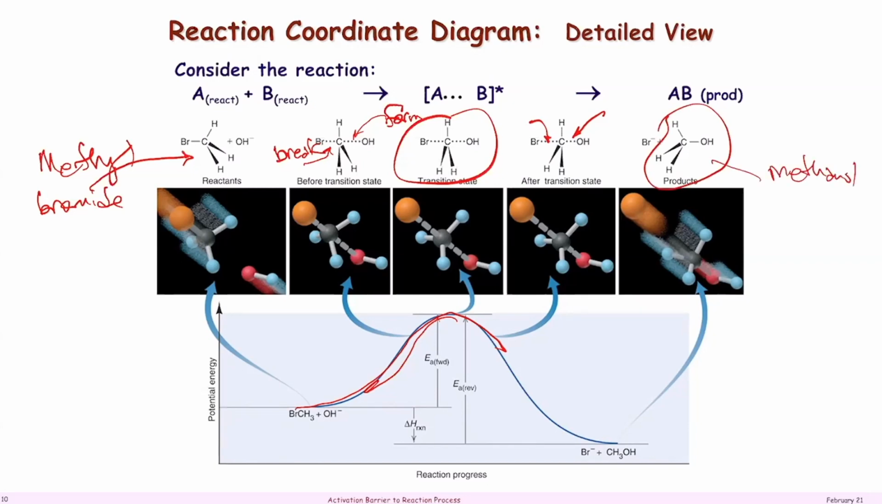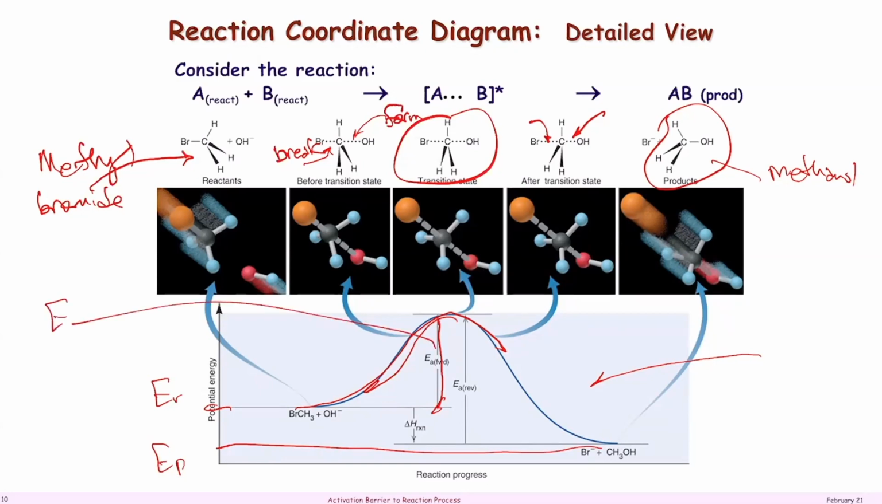And so we can look at this diagram right here and say, oh yeah, this is the energy of the reactant. This right here is the energy of the product. This right here happens to be our activation energy in the forward direction. This right here is the activation energy in the reverse direction. That's why we write E act R for reverse.